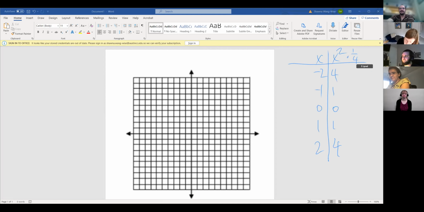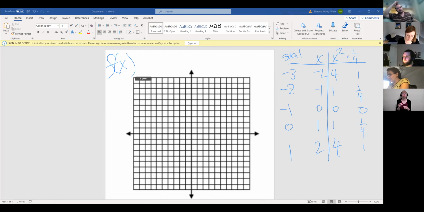Okay, let me write my table again. Times 1/4. So this was 1, 1/4, 0, 1/4, and 1. And then this side we subtracted 1. So I'm just writing it again real quick since I lost it. So again, with that function we were talking about, was there anything else that we need to do?